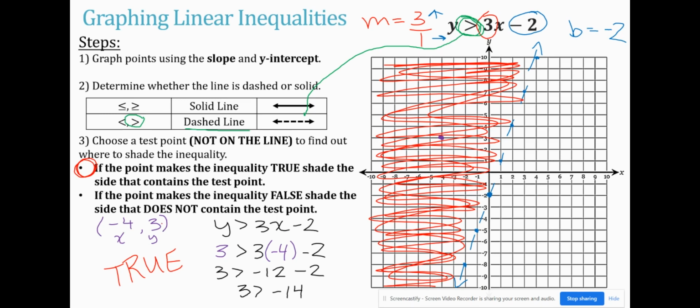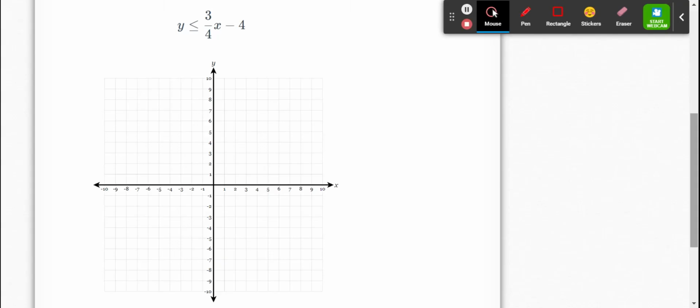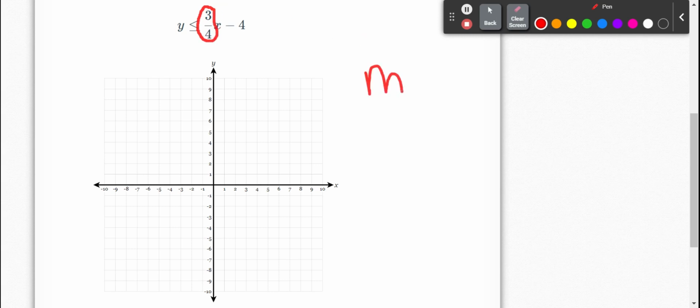Okay, so now we're going to take a look at a question like this on Delta Math. Okay, so we have the example y is less than or equal to 3 over 4x minus 4. So we want to graph this linear inequality on the graph below. So the first thing we're going to do is identify our slope and our y-intercept. So our slope is 3 over 4, always that number in front of x. It's already a fraction, so I don't need to add a denominator here. And our y-intercept is -4.